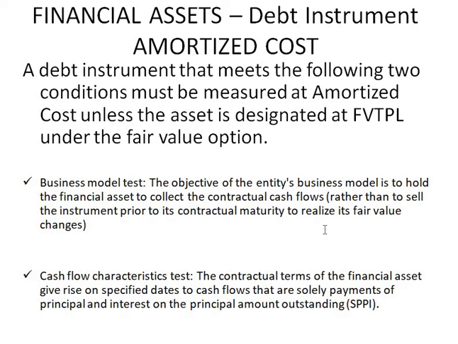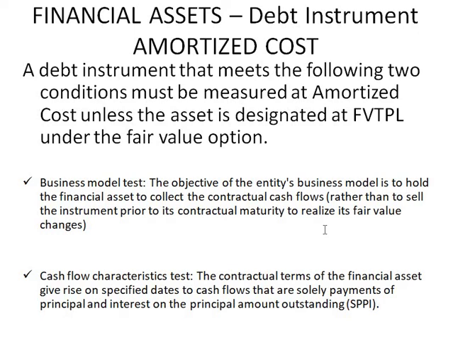The second one is the cash flow characteristic test. The contractual terms of the financial asset give rise on specified dates to cash flows that are solely payments of principal and interest on the principal amount outstanding. So the second test is that the financial asset should give rise to the payment of principal and interest on the principal amount outstanding.